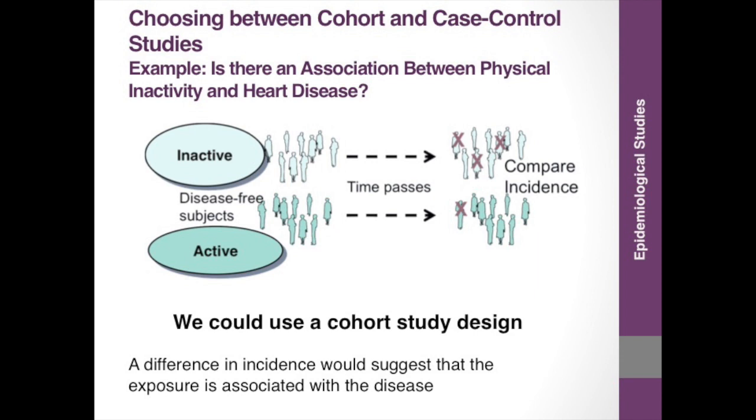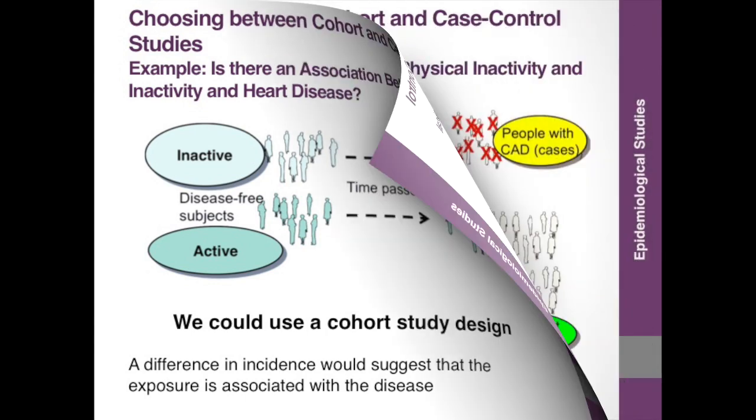Let's suppose that we want to know what is the association between physical inactivity and heart disease. We can use a cohort study design in which we start comparing individuals that are inactive versus those that are active, and then look over time for assessment of the incidence of heart disease between the two groups.